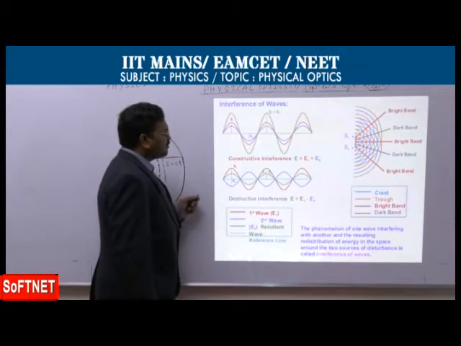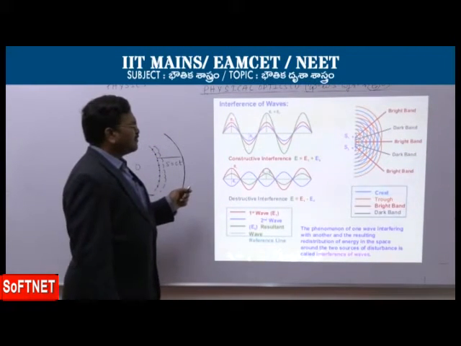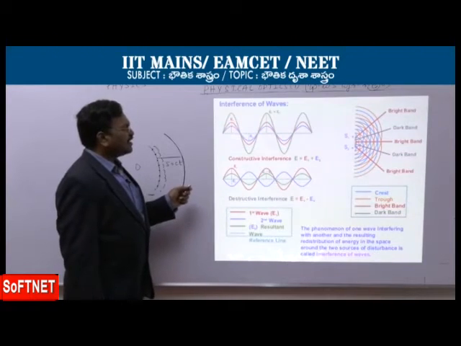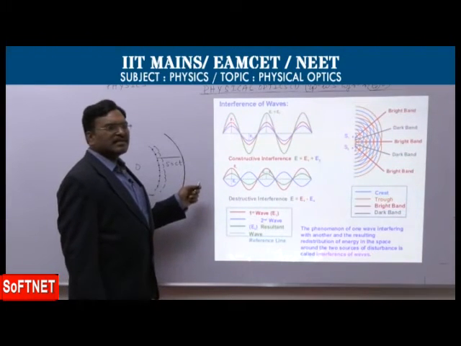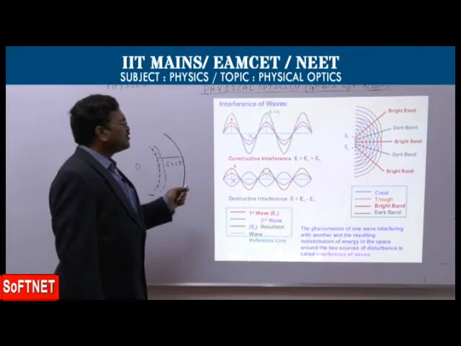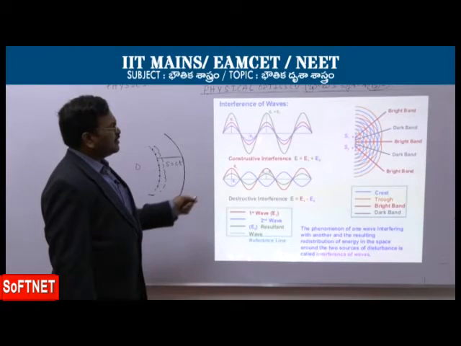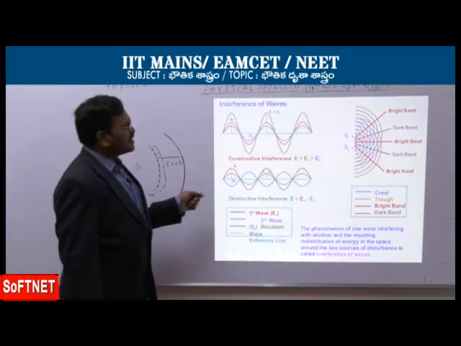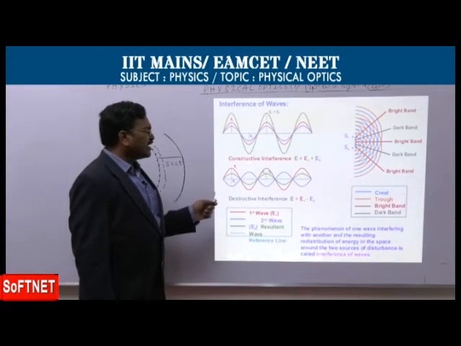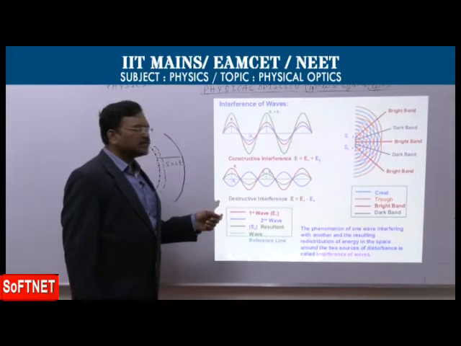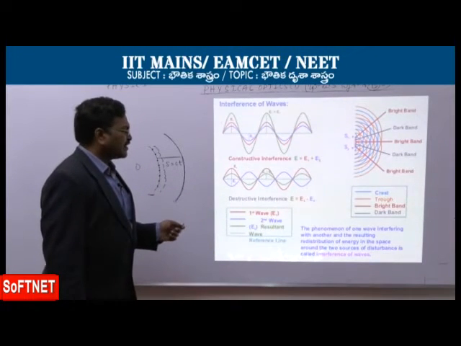Here we have two waves, one red and one violet, and these two are superimposed. Their amplitudes are in the same phase. Amplitude is a vector, so the resultant amplitude becomes more. Both are in phase, so we get constructive interference, and the energy becomes E1 plus E2.